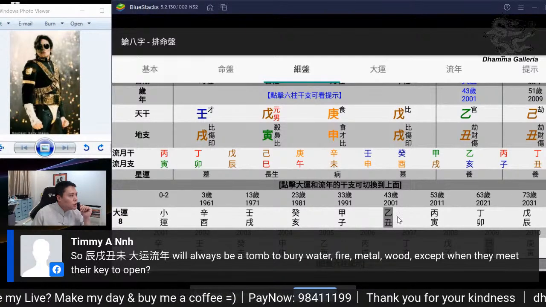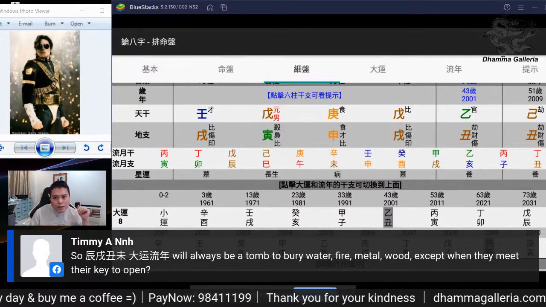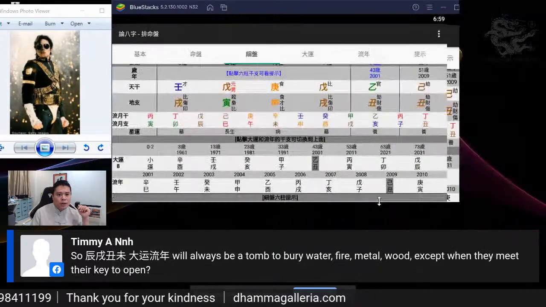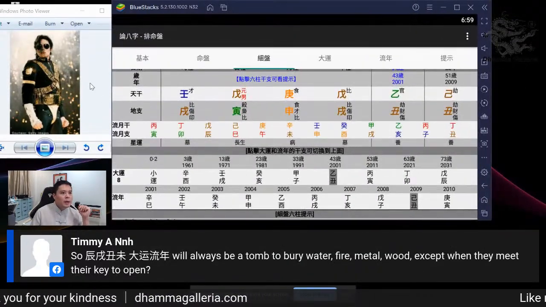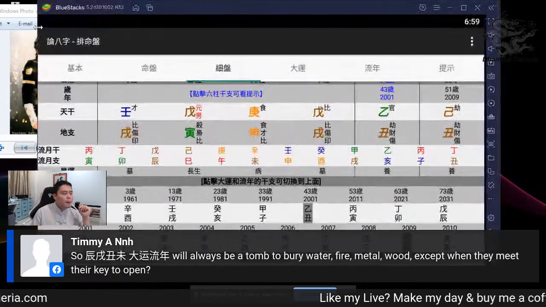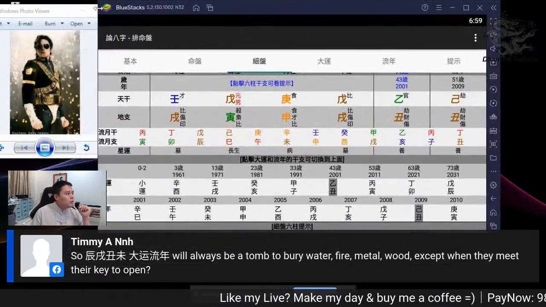So Timmy, what? Sorry. Okay. Let me highlight this to you. Oh, because something is blocking the screen, thus you cannot see. So I open it bigger for you. Okay. Let me open this bigger for you. Are you able to see now?